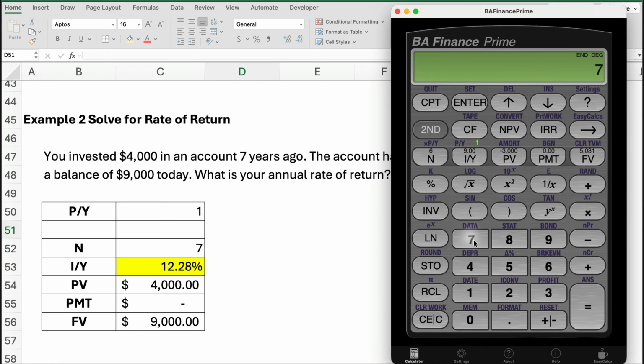So 7 is going to be in, 4,000. Now here's where plus and minus matters. We'll make that a negative present value. I'm going to make 0 the payment, and we'll make 9,000 as the future value. Now I've entered all those, so I can hit compute the interest rate, and it's 12.28. And we actually have a couple more decimal places, 12.2824, but we're going to stop at 12.28. Is our rate of return.